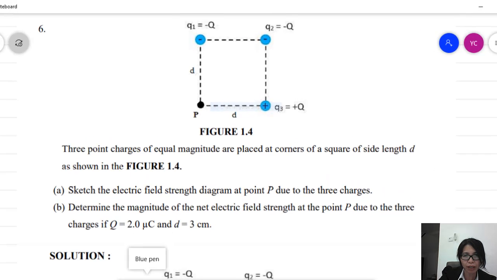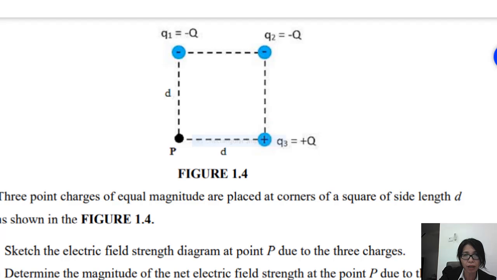So we can try to sketch it. Q1 is a negative charge, so the electric field line will go into the charge. Coming from where? From point P, which we want to draw. So this one will be E1. Then Q2 is a negative charge also, so the electric field will be inward, from point P into charge Q2. So this one will be E2.